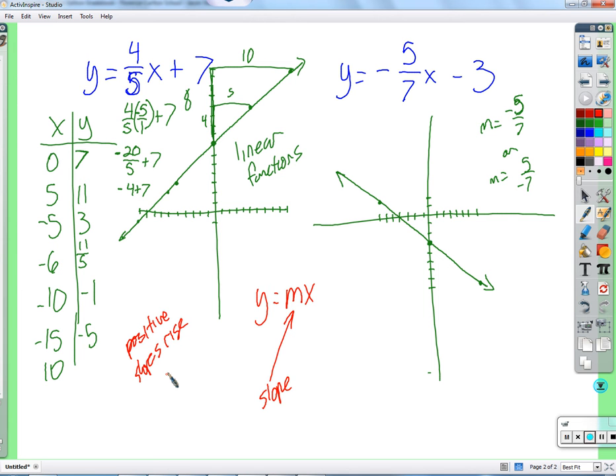Rise, meaning from left to right. And negative slopes would go down as they go from left to right.